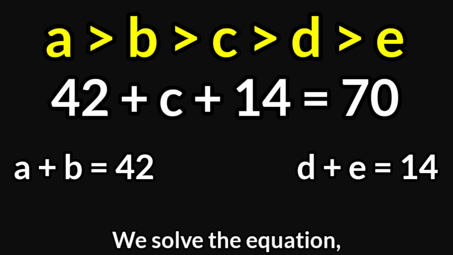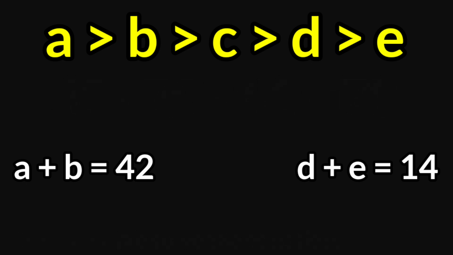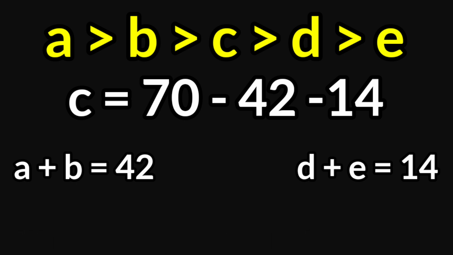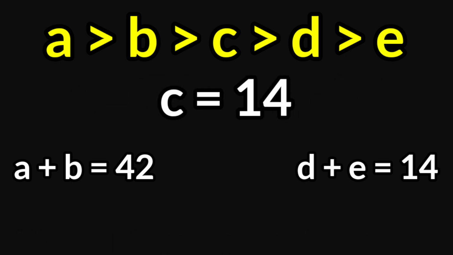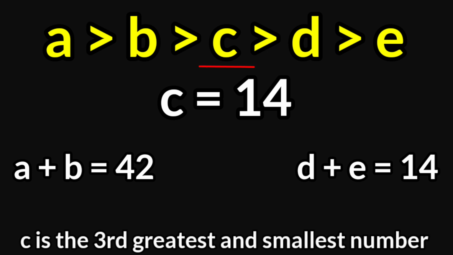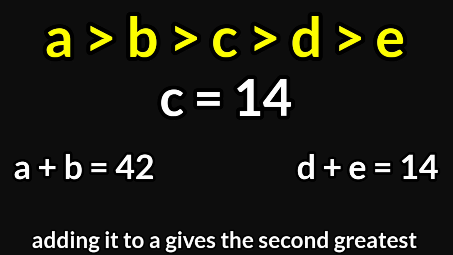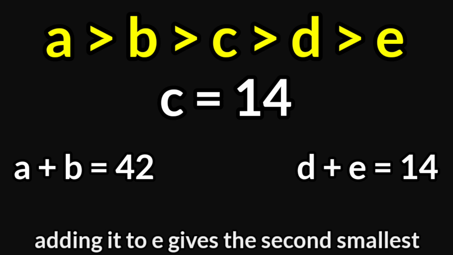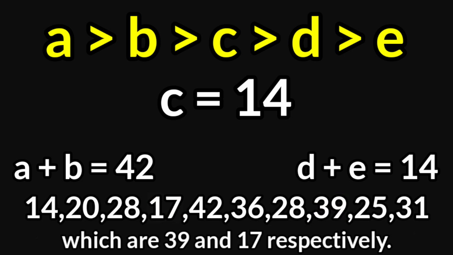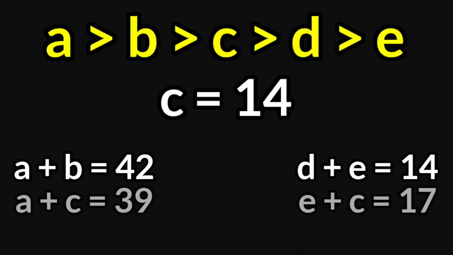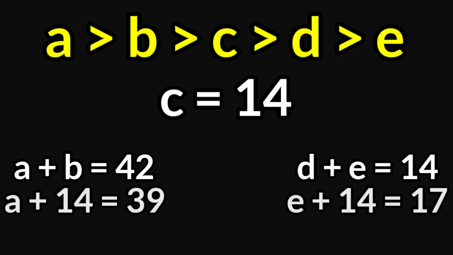We solve the equation to get the value of C. We move every constant to the other side without forgetting to change the sign. C is 14. Notice how C is both the 3rd greatest and smallest number at the same time. Adding it to the greatest number A gives the 2nd greatest number. Adding it to E gives the 2nd smallest number, which are 39 and 17, respectively. We replace C, and all that remains is solving basic equations.